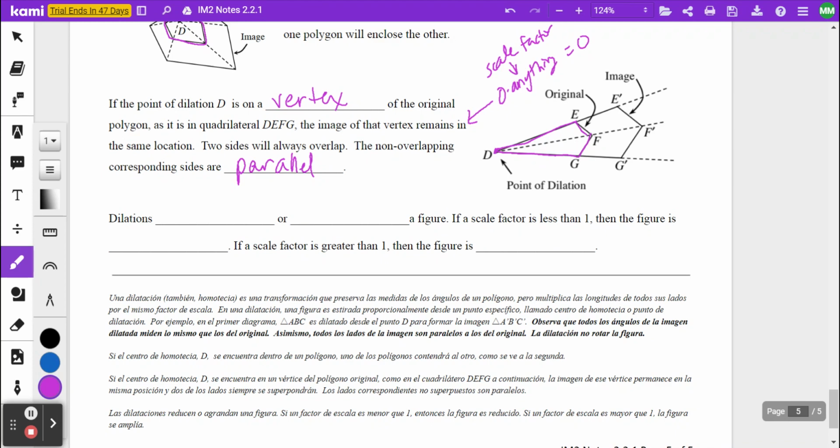Okay, dilations either reduce or enlarge a figure. If a scale factor is less than 1, then the figure is reduced. And if a scale factor is greater than 1, then that figure is enlarged.